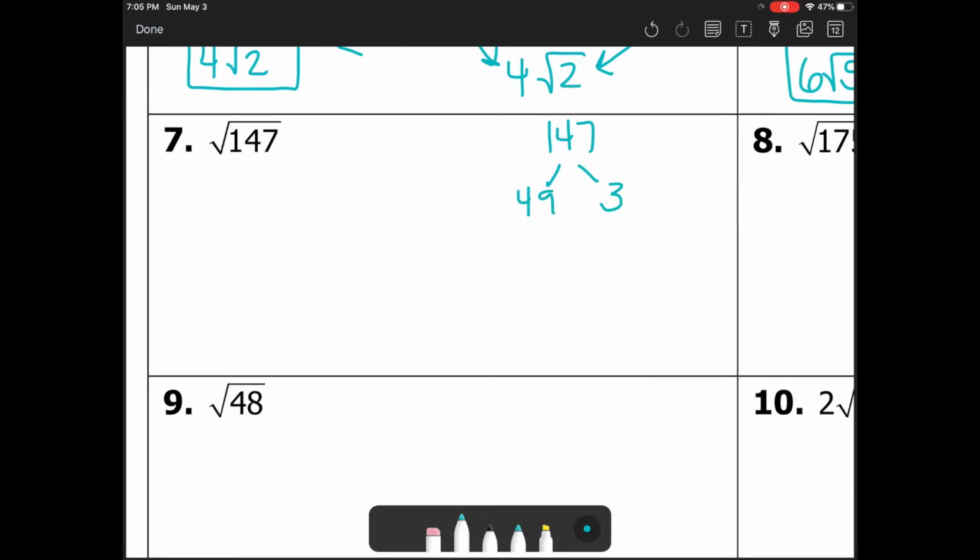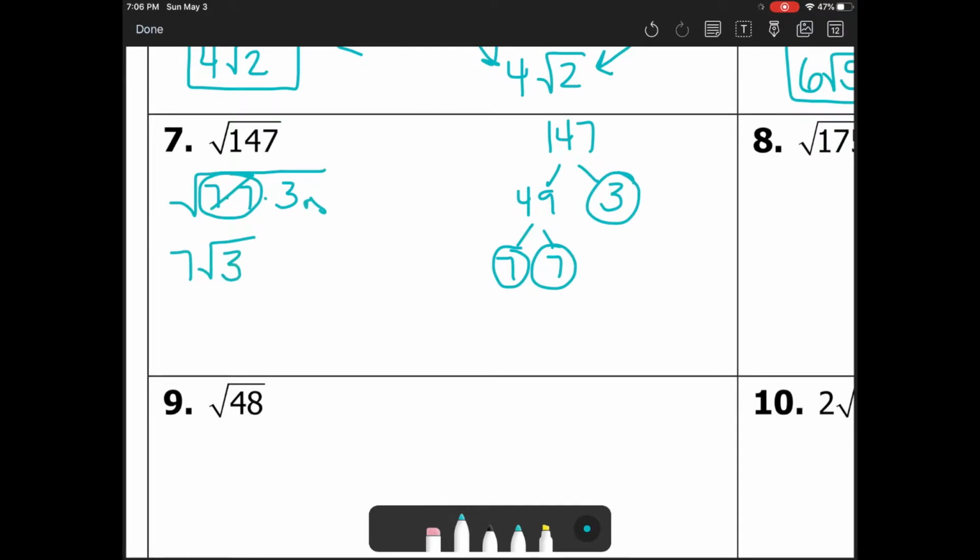So I know that I could do 49 times 3. 3 is a prime number. We're done right there. 49 I know is 7 times 7, and it turns out that 7 is also a prime number. So this is what we're going to put under our radical. I'm going to keep the pairs together, and now I'm going to simplify. 7 times 7 is 49, square root of 49 is 7, and I have a 3 left. That is my answer. Okay?